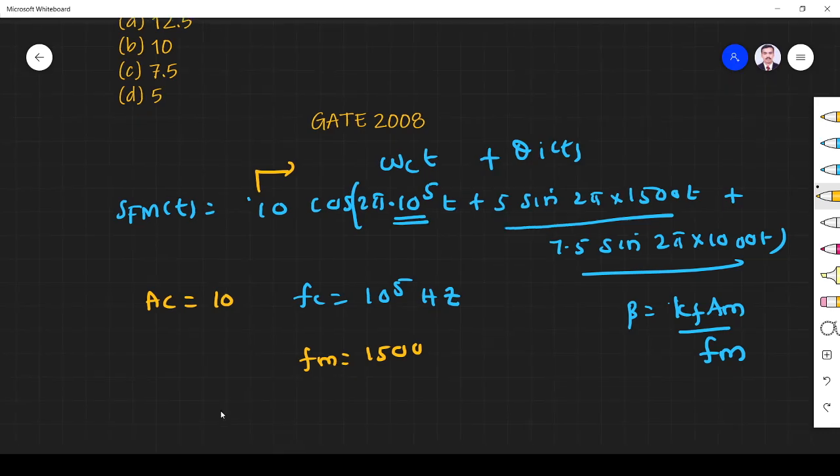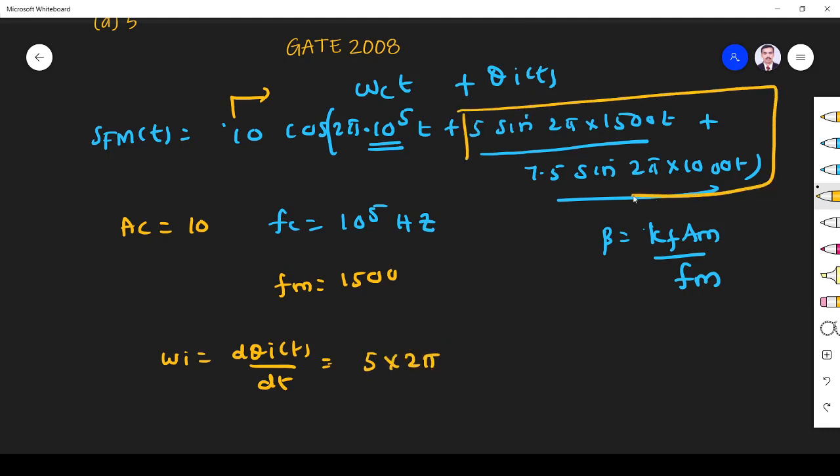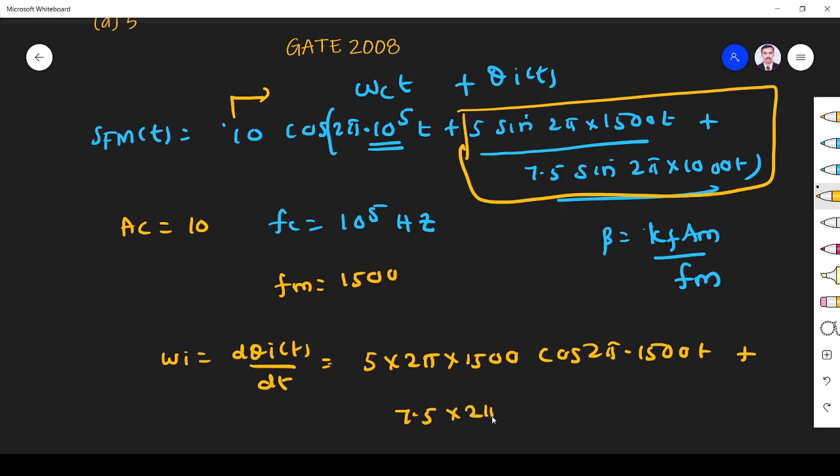Now what do I do? I have the angle, where omega c is the carrier frequency. I want the instantaneous frequency, so what is fi? This is theta i. If I want fi, we know omega i is equal to d theta i by dt. If I know omega i, I can find the fi value. If I differentiate theta i, I get omega i. Differentiating the 5 sine term gives 2 pi into 1500 cos 2 pi into 1500 t. Differentiating the 7.5 sin 2 pi into 1000 t term, the 7.5 will be a constant, gives 2 pi into 1000 cos 2 pi into 1000 t.